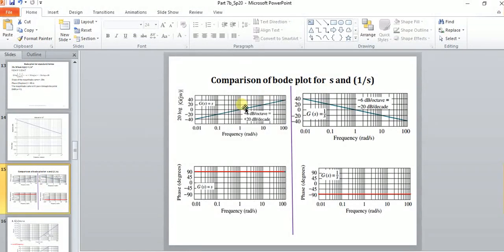So this slide shows the comparison of Bode plot for s and 1 over s. This is for s, these two graphs, and these two are for 1 over s. If you see these two, it is just like a reverse. Here it is increasing by plus 20 dB per decade. Here it is decreasing by 20 dB per decade. Here it was plus 90, here it is minus 90. So if you remember the shape for g of s equal to s, then these two can be just drawn from here, just reversing the signs.